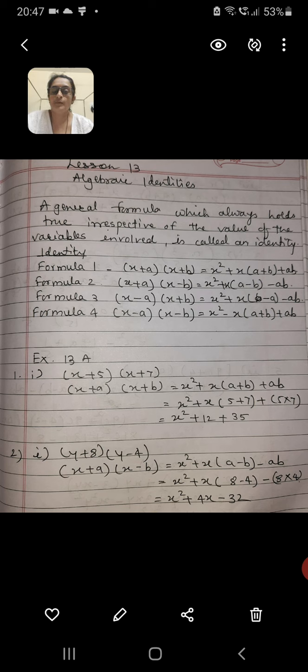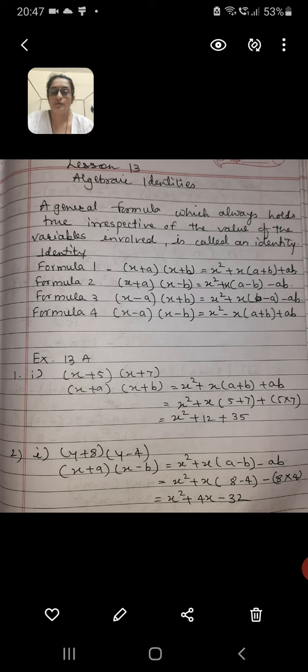The third formula is x minus a. Here the first sign of the bracket is negative. x minus a, x plus b is equal to x square plus x b minus a minus ab. And the fourth formula is x minus a, x minus b is equal to x square minus x a plus b plus ab.